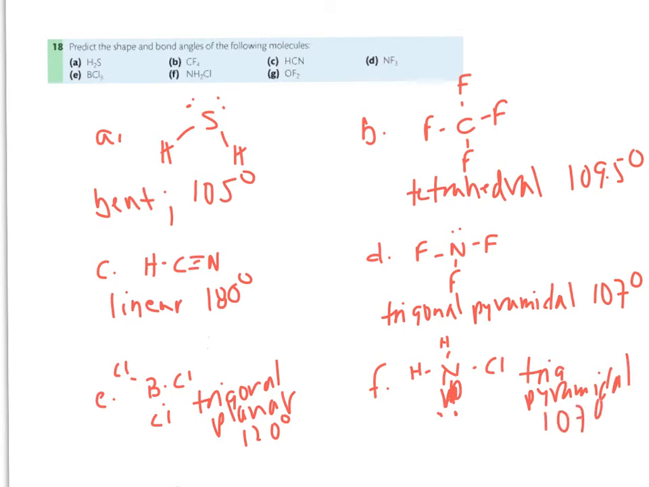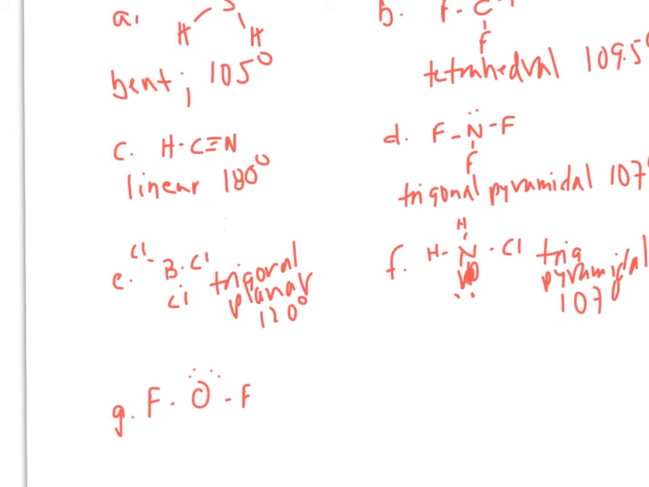And then when I go down to OF2, OF2 has got 4 electron domains, but only 2 atoms attached. So this is going to be considered bent. And because it would be 109.5 if there were 4 shared pair, it is going to be bent to 105 degrees.